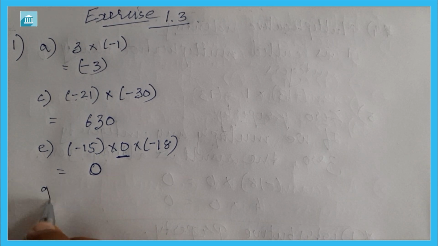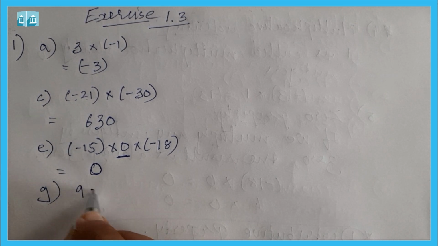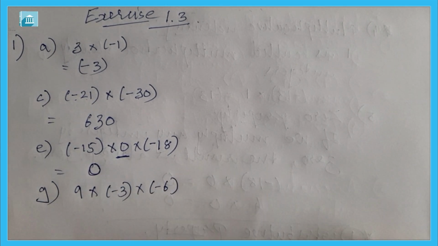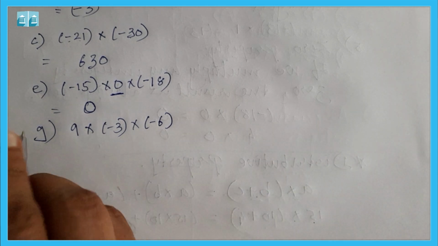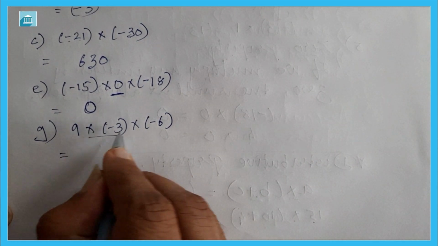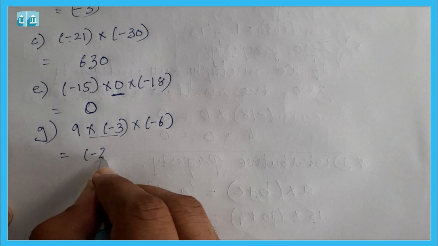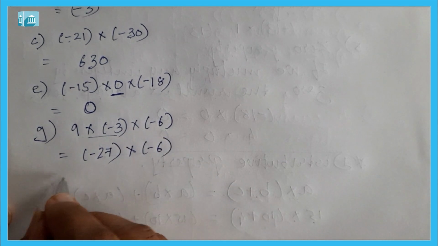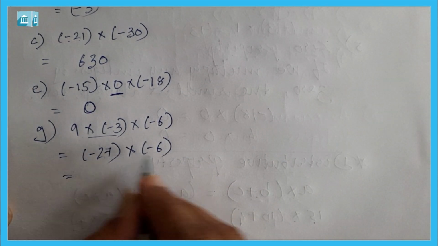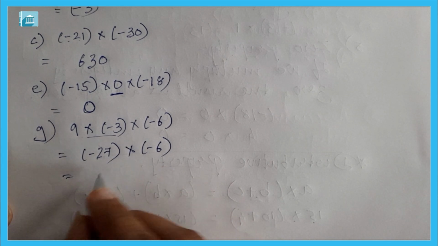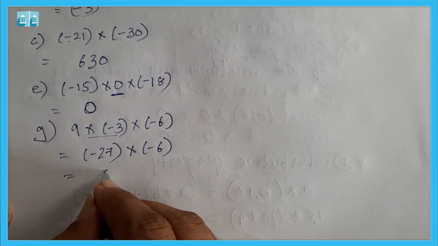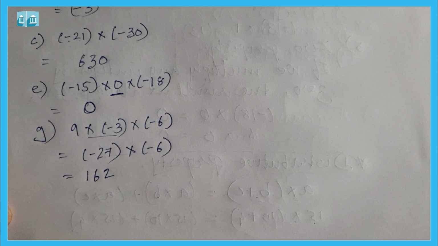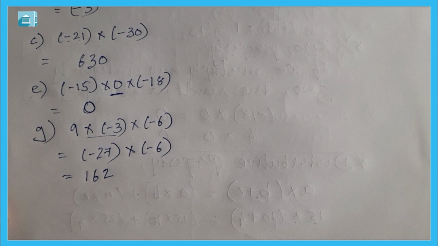Let us see G. Here it is 9 into minus 3 into minus 6. First we will do 9 into minus 3. One is positive, one is negative, so minus 27 into minus 6. Negative into negative will be positive. 7 sixes are 42, so 12 plus 4, 162. So the answer is positive 162.